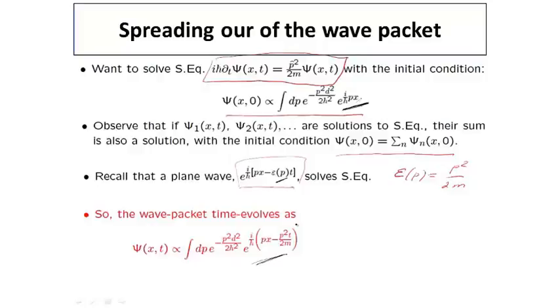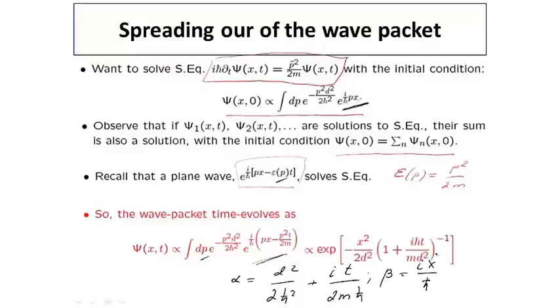To write the wave function in a more convenient way, what remains now is to calculate the Gaussian integral over momenta. It can be done again using the same identity that we used in the previous slide, but now the parameter alpha here is going to be d squared over 2 h bar squared plus i t divided by 2m h bar, and the parameter beta now is i x over h bar. So again, if we use the same identity, what we get is the following expression for the wave function.